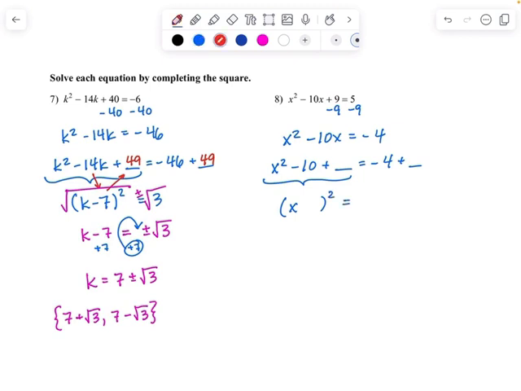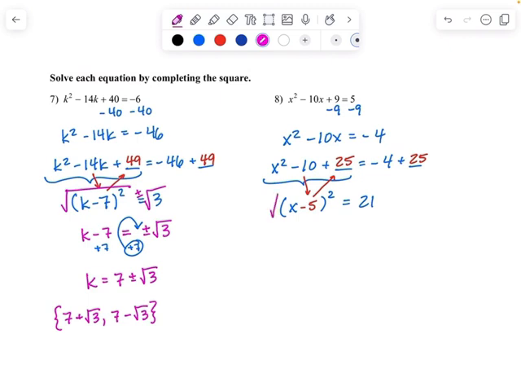I do that two-step process of completing the square where I divide by 2, negative 10 divided by 2 is negative 5, and then I square the negative 5 to get me 25. That fills in the blank in my trinomial. Since I've just added 25 to the left-hand side, I have to add 25 to the right-hand side. And the right-hand side of this equation now simplifies to 21. So here's where I'm at now. X minus 5 quantity squared equals 21.